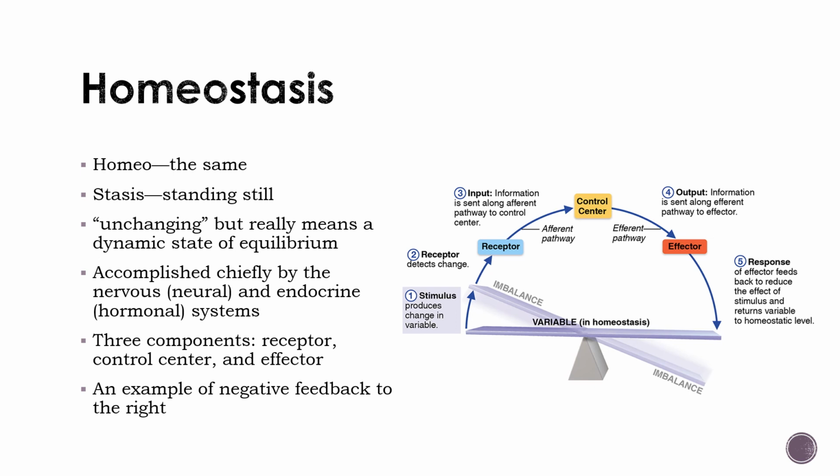The receptor takes in that information, notices the change, and inputs that information along an afferent pathway to the control center. The control center then via an efferent pathway outputs information along that pathway to the effector. The effector responds and feeds back to reduce the effect of the stimulus and returns the variable to homeostatic level. I'll give you an example here on the next slide.